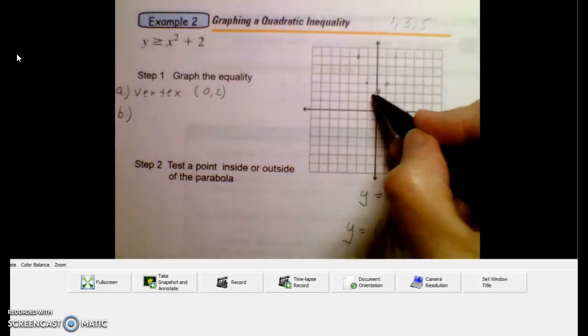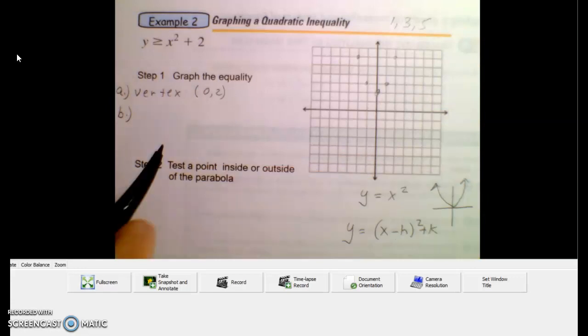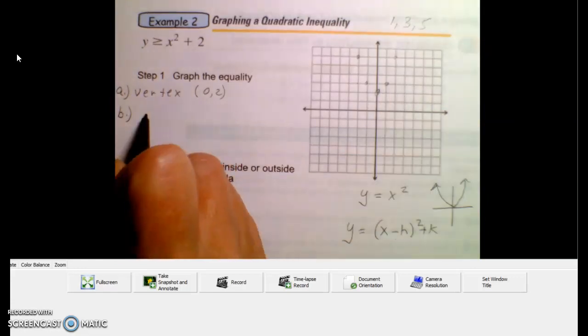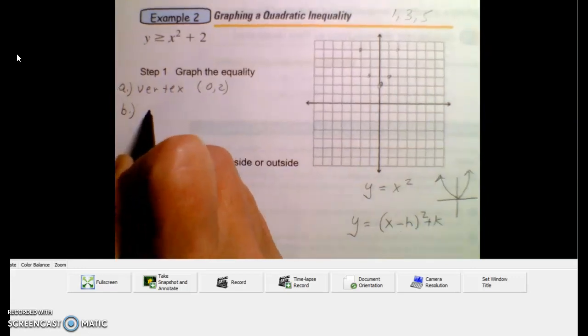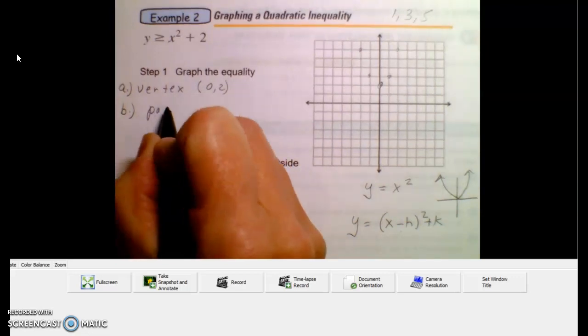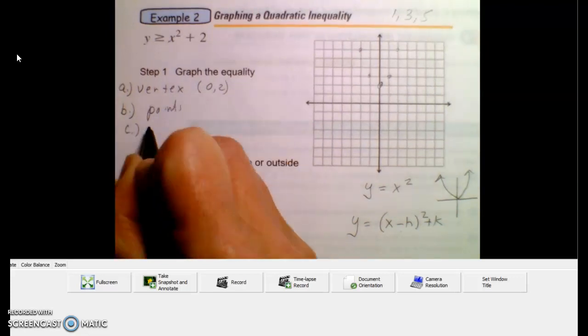So our points, you can just write those points down over here if you'd like. All right, next step. So points, dashed or solid.